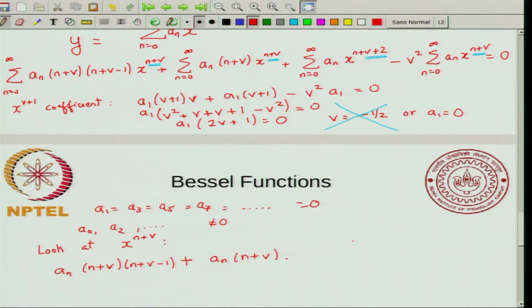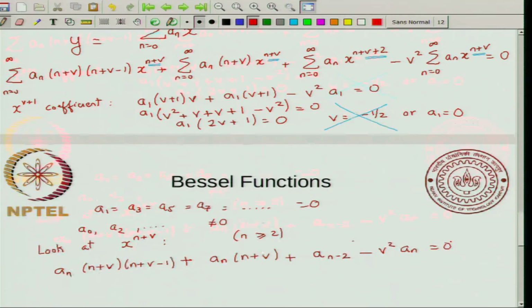From the second term you will get a_n times (n plus v). From the third term, where n is greater than or equal to 2, you will get a_{n-2}. That will be the coefficient of x raised to n plus v. If you want n plus v, then you have to have a_{n-2}, because this will be n minus 2 plus v, and then plus 2 gives n plus v. And then you will have minus v square a_n equal to 0.